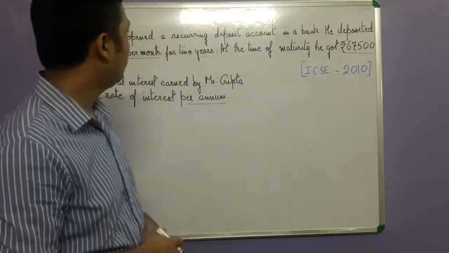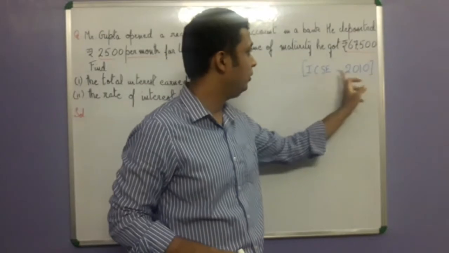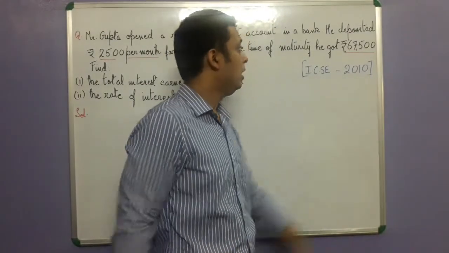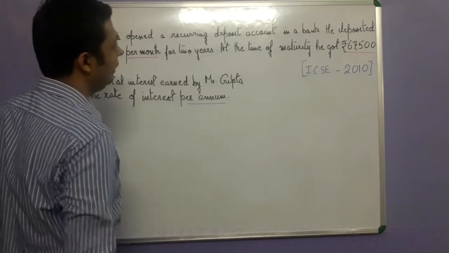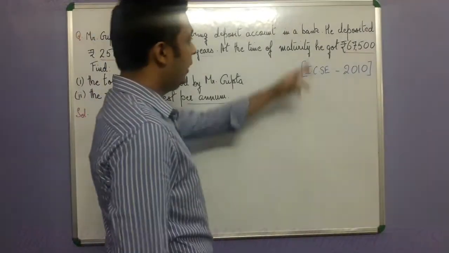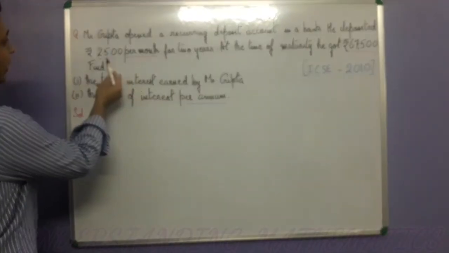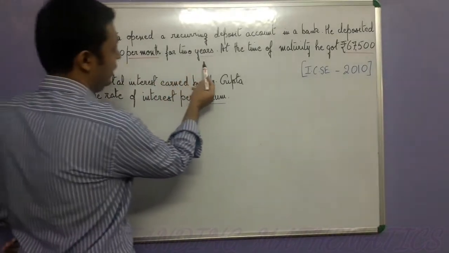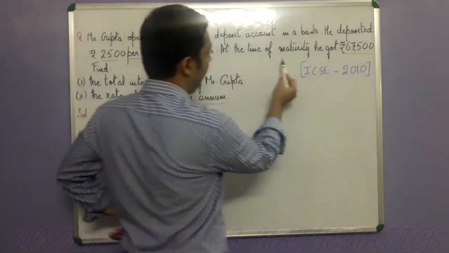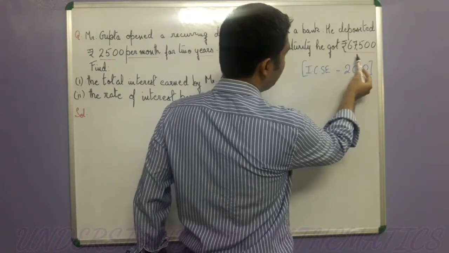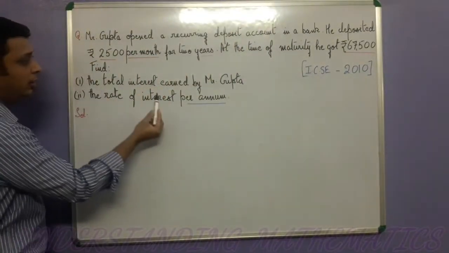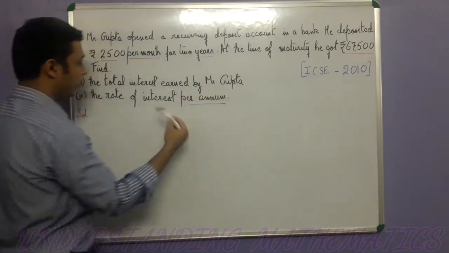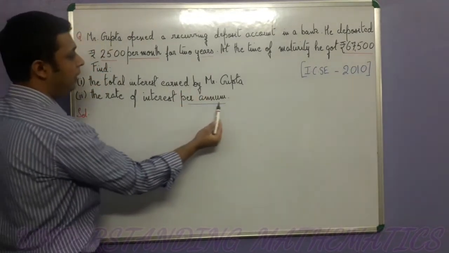So let us solve a question which came in ICSE 2010. This question says Mr. Gupta opened a recurring deposit in a bank account. He deposited rupees 2500 per month for 2 years. Clear? At the time of maturity he gets rupees 67,500. Find the total interest earned by Mr. Gupta and the rate of interest per annum.